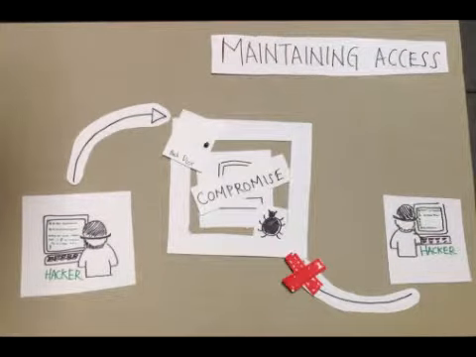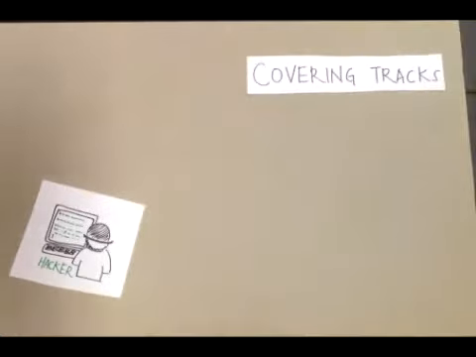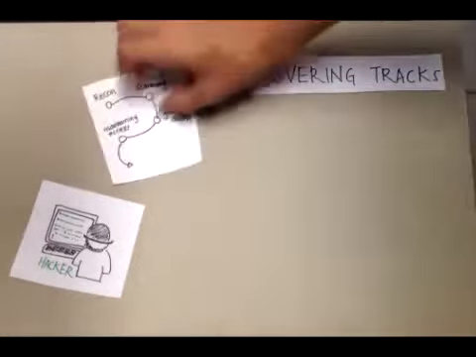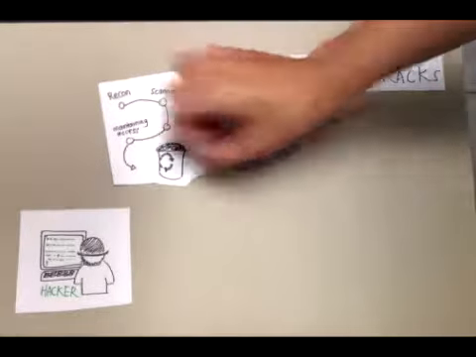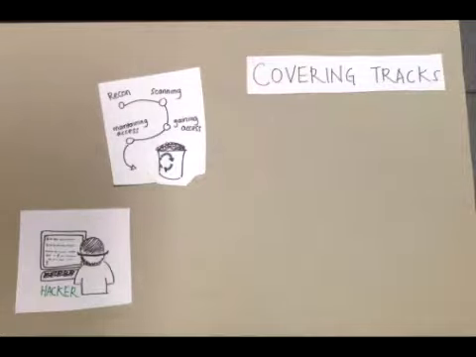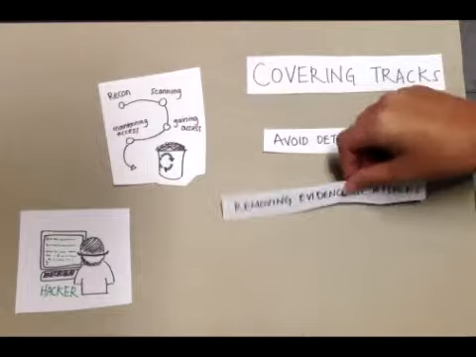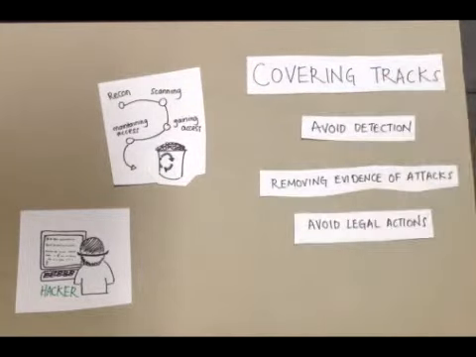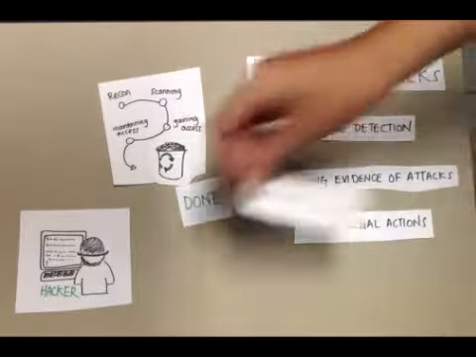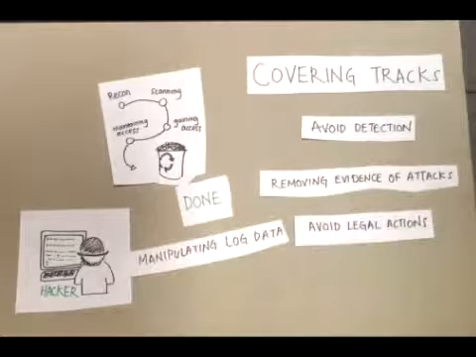Moving on to the final phase of the 5 phases of attacks, which is covering tracks. After a long journey of going through all the 4 earlier phases, hackers wouldn't want to get caught, would they? Then it would be such a waste. Therefore, covering tracks enables hackers to avoid detection, remove evidence of attacks done, and possibly avoid legal action. Some of the simple possible ways are manipulating log data and hiding files.